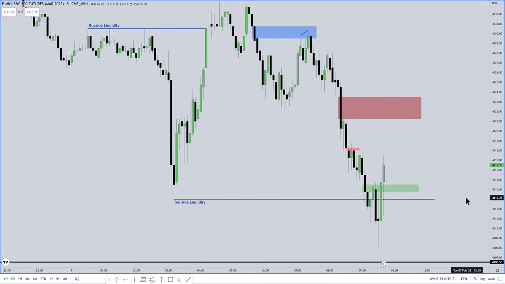All right, so the next point of interest we want to see it go through would be the volume imbalance here. Now, I would want to see if it can trade through the volume imbalance with speed and no respect of it. In other words, I want to see it go through it and not come back and touch it. Now, it can go up to it, start a new candle, touch it, and then expand.